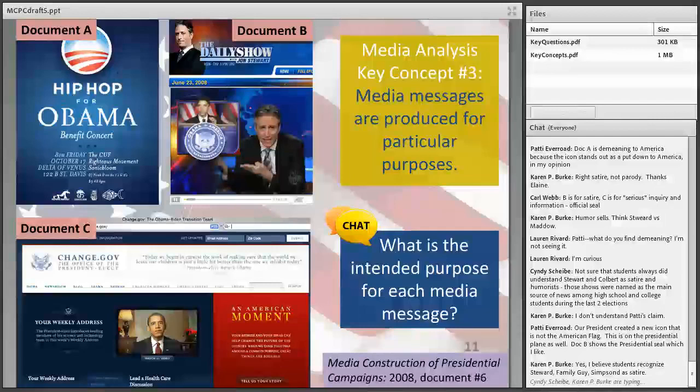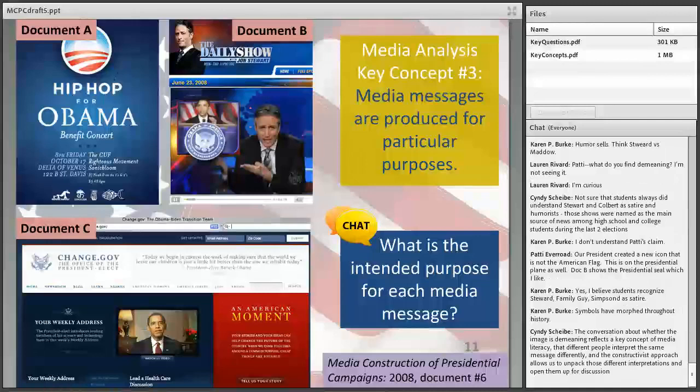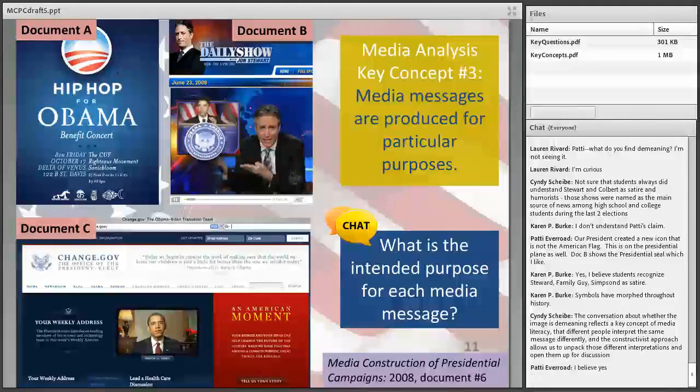And you'll notice that there are other icons here, the presidential seal, that are used in different ways by John Stewart and by President-elect Obama's team in Document C. So there's another question. Are the uses of the presidential seal in Document B and C, for what purpose? Are they both respecting the office? Yes or no? As Karen points out, symbols have morphed throughout history, and as they morph, there's conflict. There's contention. And of course, oftentimes that draws media as well.